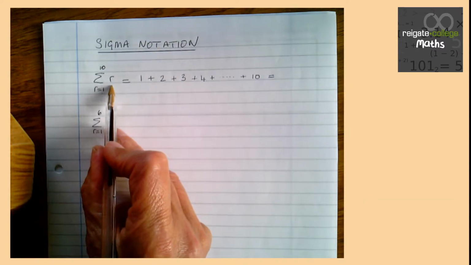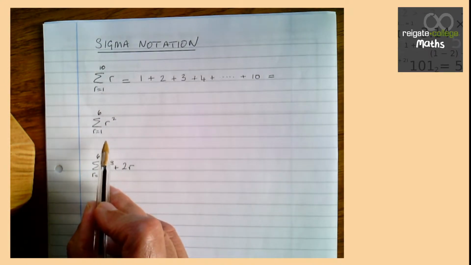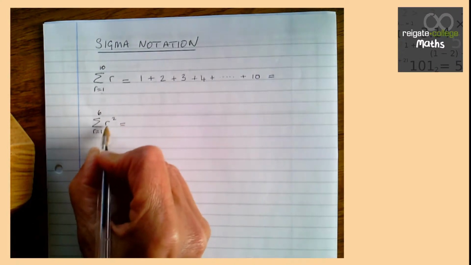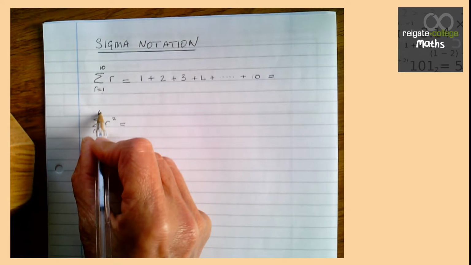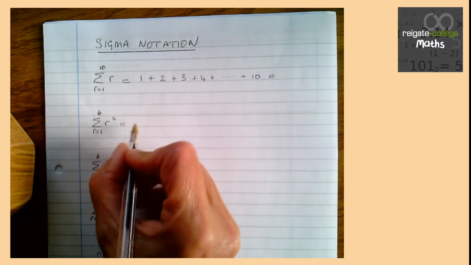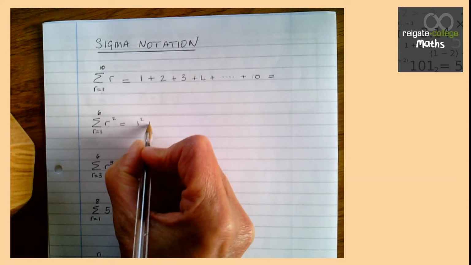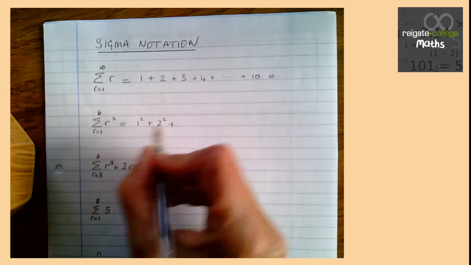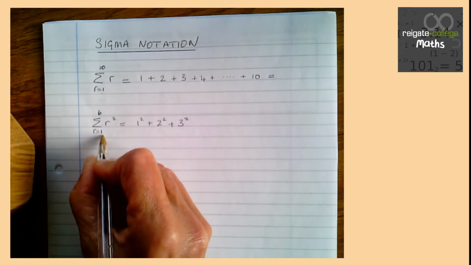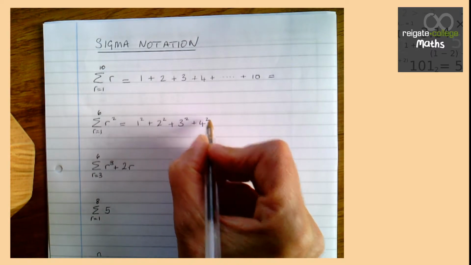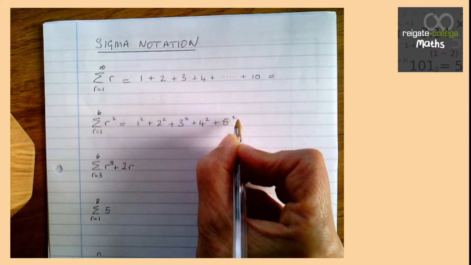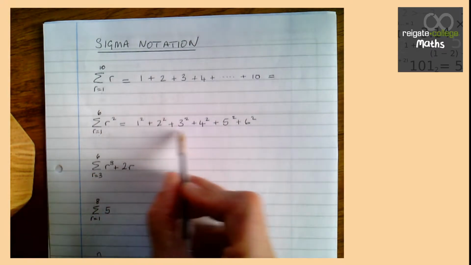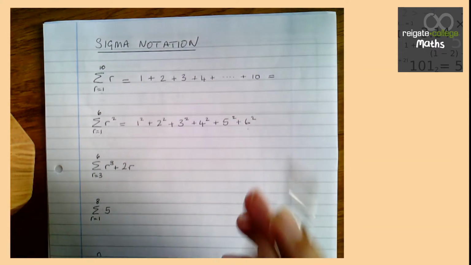It doesn't have to be r in the sigma notation, it could be a different expression, so r squared. If we had the sum of the r squareds from r equals 1 to 6, we would start with r is 1, and that would be 1 squared, plus when r is 2, 2 squared, plus r is 3, 3 squared, r is 4, 4 squared, 5 squared, plus 6 squared. So this is a handy notation and is quicker than writing this out every time.